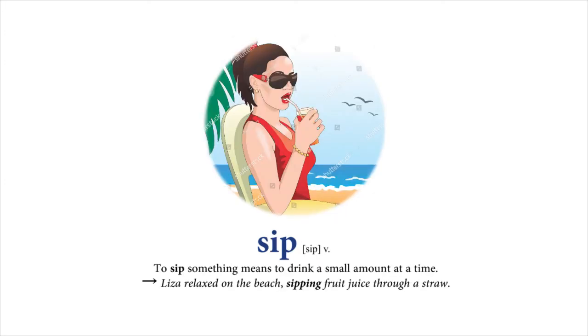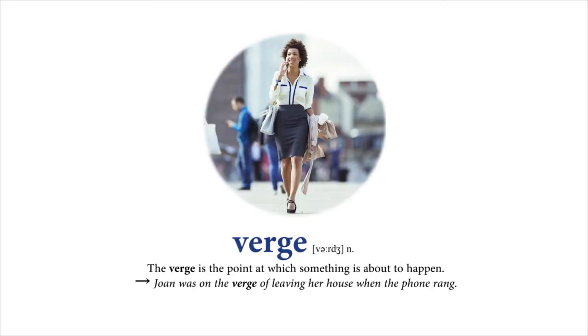Sip. To sip something means to drink a small amount at a time. Liza relaxed on the beach sipping fruit juice through a straw. Verge. The verge is the point at which something is about to happen. Joan was on the verge of leaving her house when the phone rang.